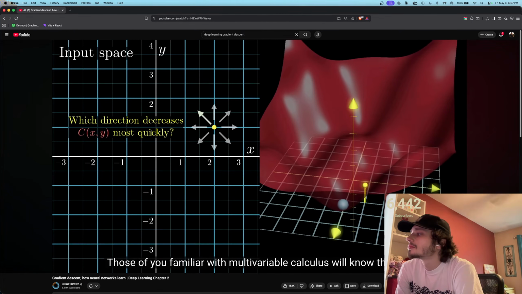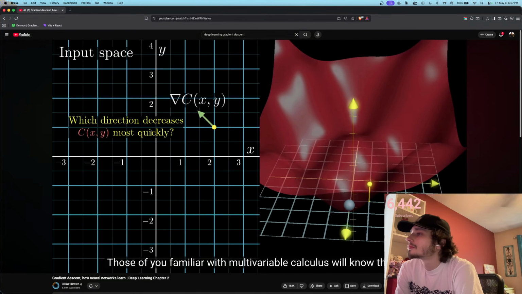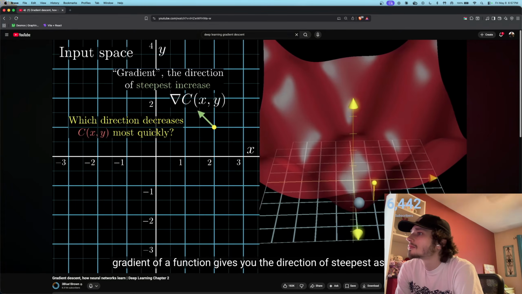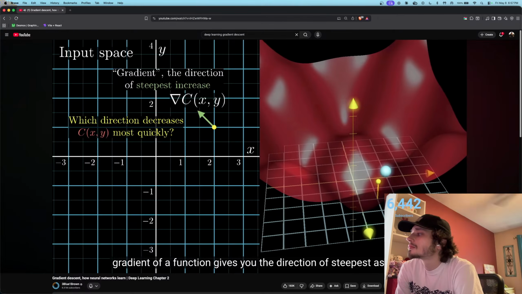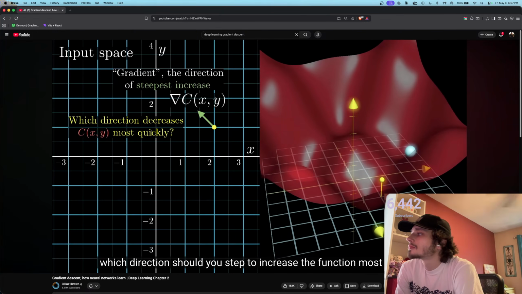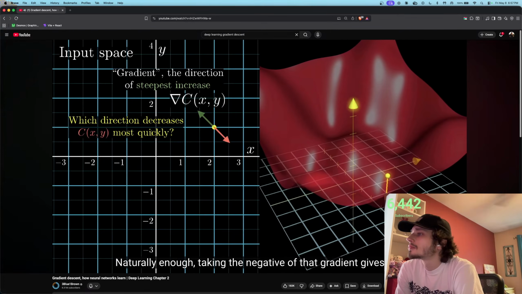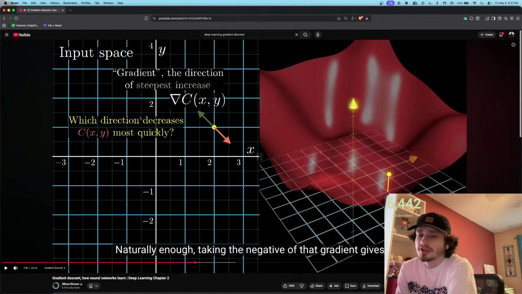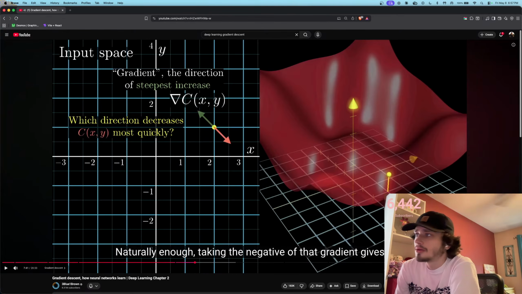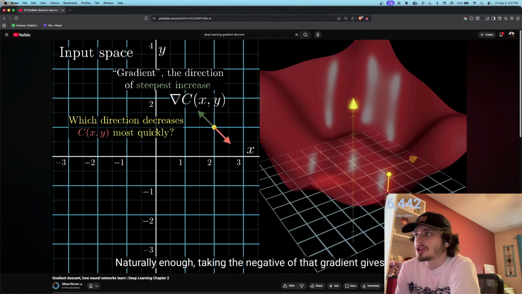Those of you familiar with multivariable calculus will know that the gradient of a function gives you the direction of steepest ascent. Basically, which direction should you step to increase the function most quickly? Naturally enough, taking the negative of that gradient gives you the direction to step that decreases the function most quickly. So think about it like you're on top of a hill. The gradient is the direction of the steepest increase.